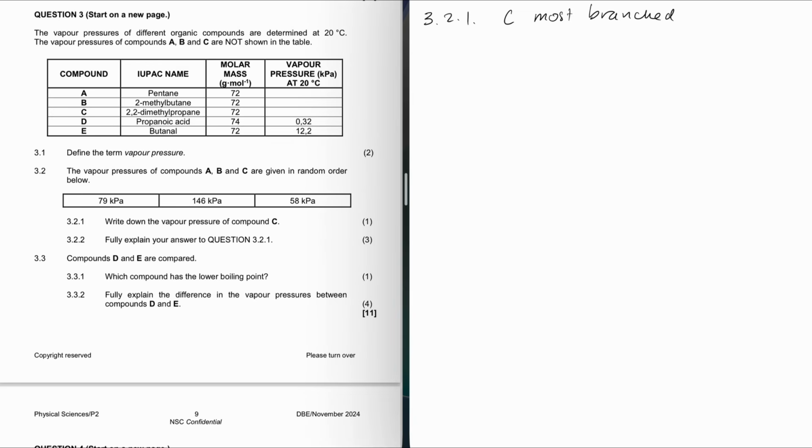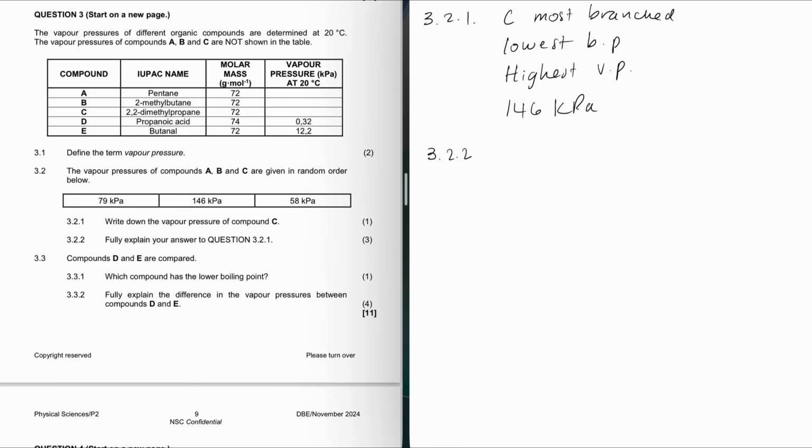And because it's the most branched, we know that it's going to have the weakest intermolecular force. And so it's going to have the lowest boiling point. And we know that the lower the boiling point, the higher the vapor pressure. So if C is going to have the lowest boiling point, it's going to have the highest vapor pressure. So that means the vapor pressure is going to be 146 kPa.